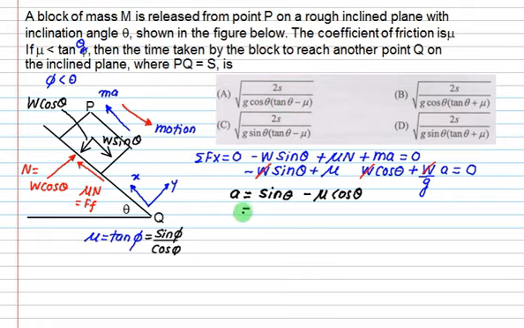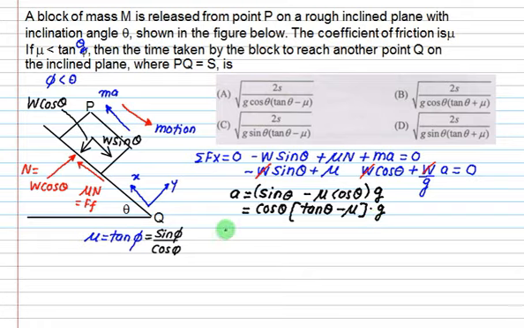So what we'll do, we'll divide by cos theta, that is, we'll take cos theta common. If you take cos theta common, it will be sin theta by cos theta, that will be equal to tan theta minus mu. But one term we have missed here, that is g.